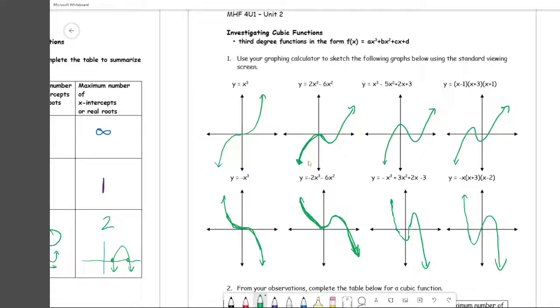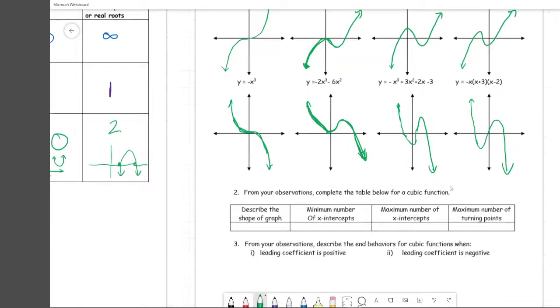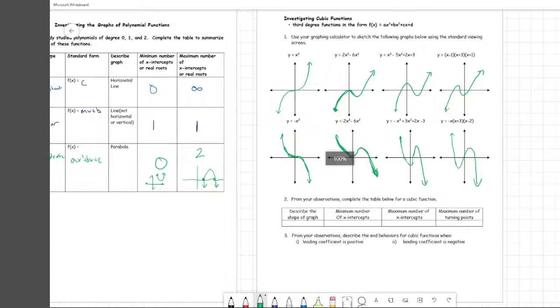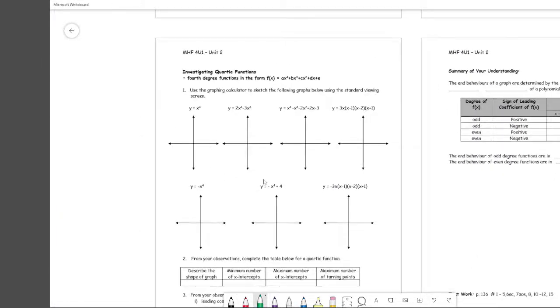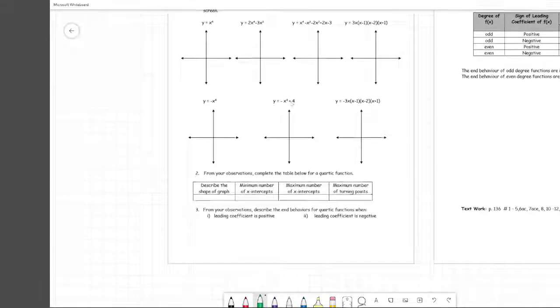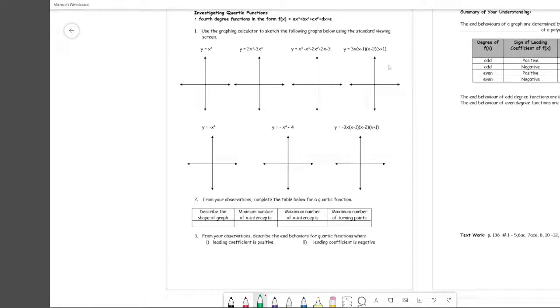So, what do we notice here? What kind of things should we see that's in common? So, from your observations, complete the table below for a cubic. So here's what we're going to do. I'm going to walk you through the cubic, and then you're going to do the quartic, okay? And confirm with the person beside you, or another person in the class, that what you did is right, and then we can always look at it together in the future.